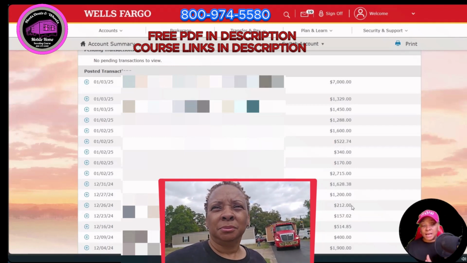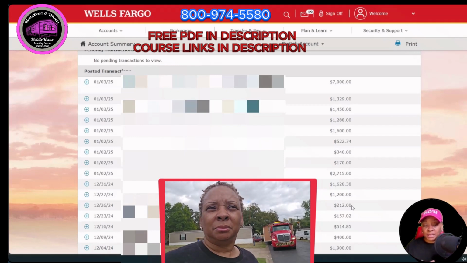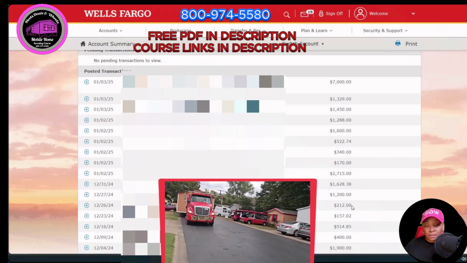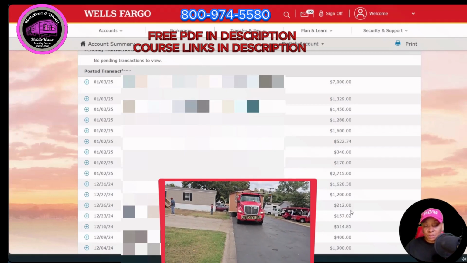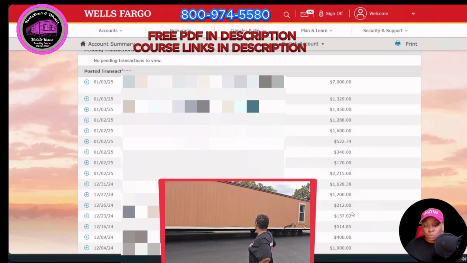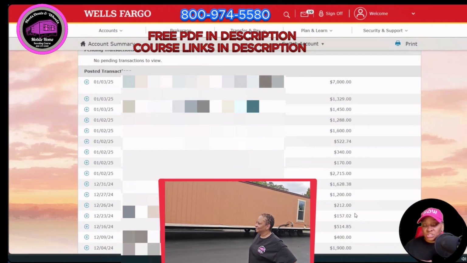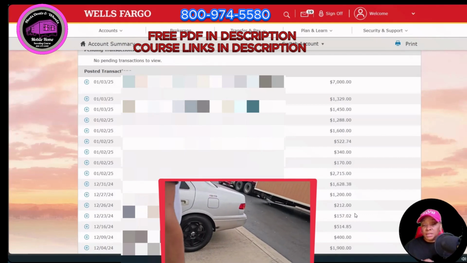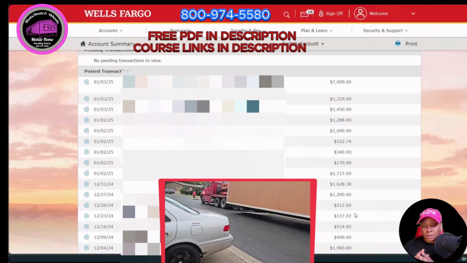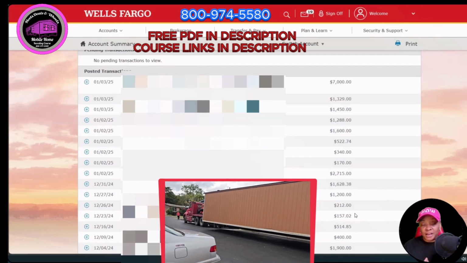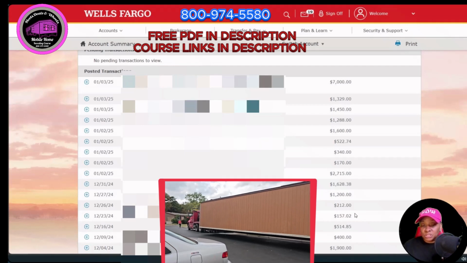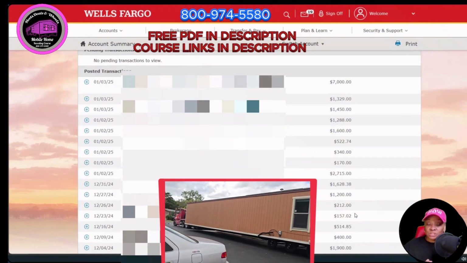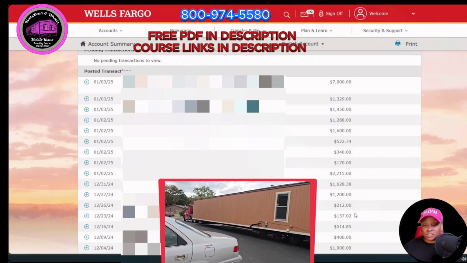Time and time again, I am showing you guys this is what we get. And guys, this particular one, 12/23/2024, this is another Section 8 tenant responsible for $157.02. Then we have another one. This is a seller finance deal, guys. $514.85. This is not Section 8. This is another seller finance deal.